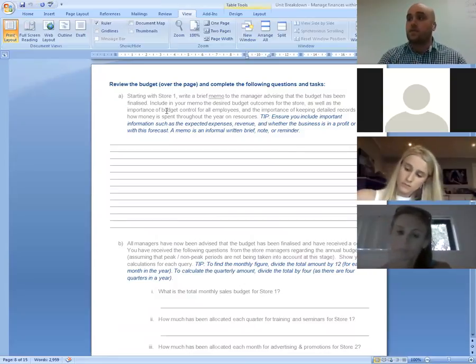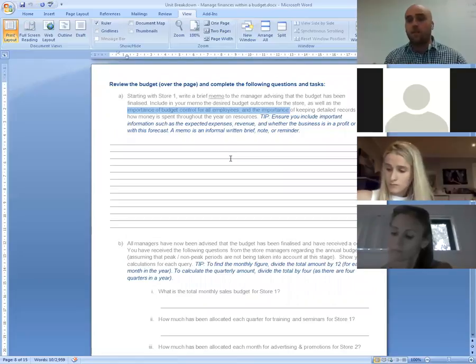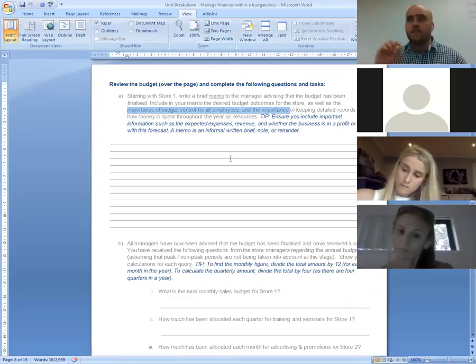And don't forget to talk about the importance of budget control. So you'd be saying something like, these are the figures. Look, it's really important we stay on top of this, et cetera, et cetera. If you have any questions about this, let me know. Again, as long as it has those key figures there, that's all we're really looking for.